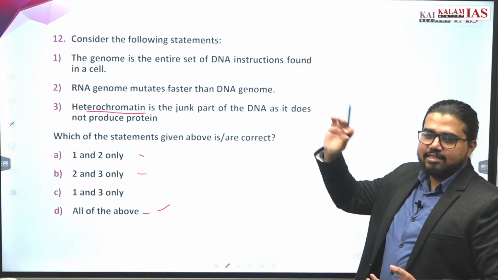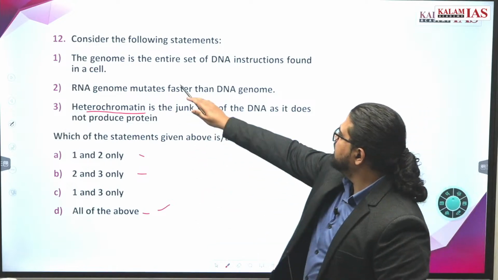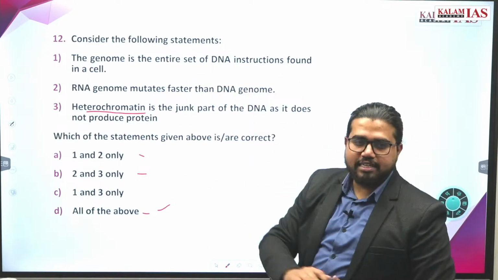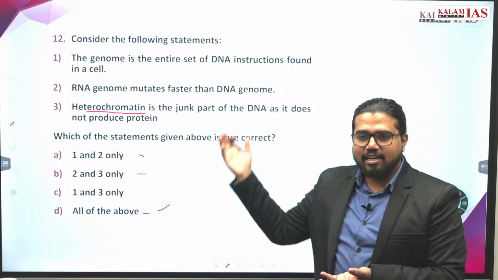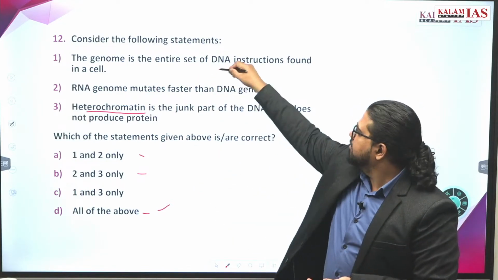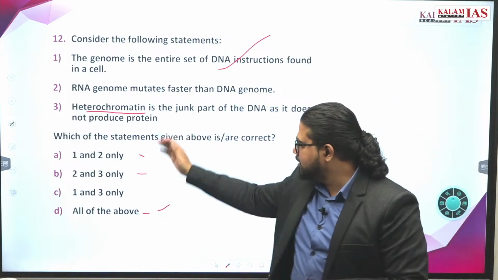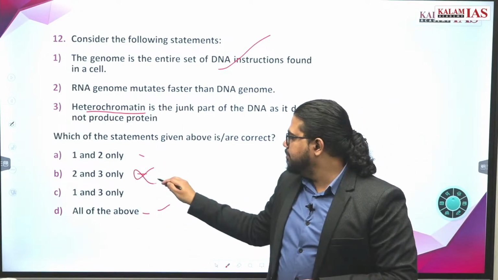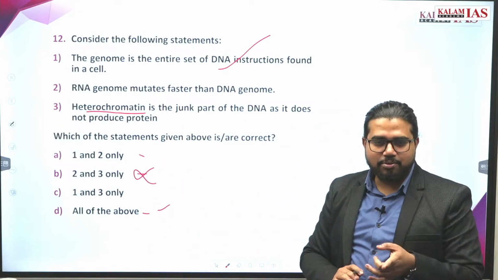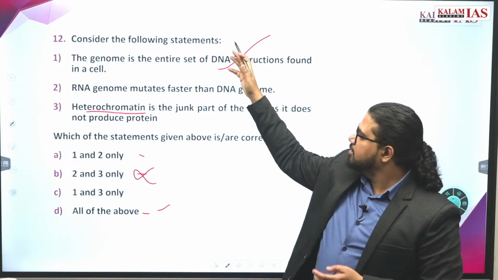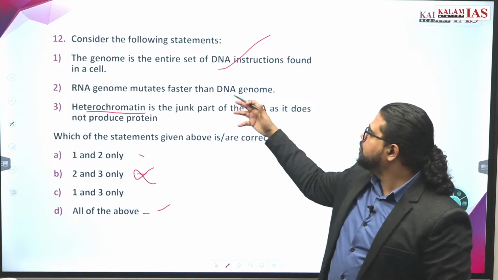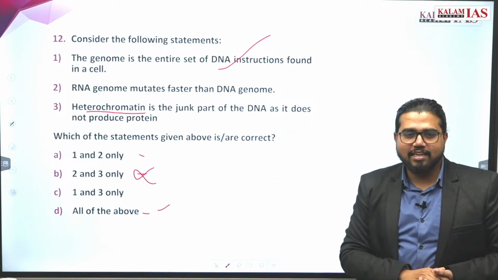The first statement is correct. Genome is an entire set of DNA instructions found in a cell. It is correct, a very direct definition of it. That is itself the genome. So which option is left? B cannot be the answer. Who said B? You. B cannot be the answer, at least from the first statement. RNA genome mutates faster than DNA genome. This can be right or wrong.